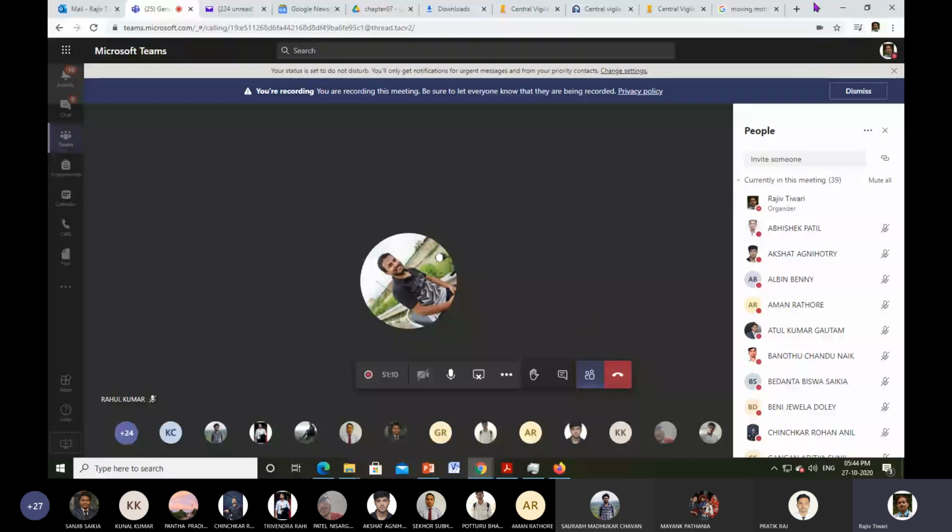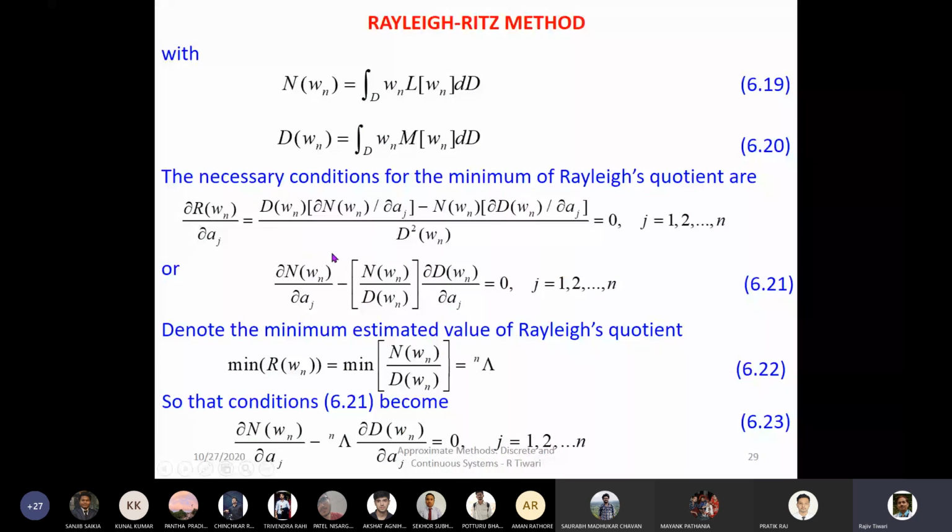Now, as I mentioned earlier, we'll minimize the Rayleigh's quotient with respect to these coefficients. So we are trying to find the coefficients, because A is unknown. We want to find A such that the Rayleigh's quotient is minimized. So the derivative of that we set equal to 0.